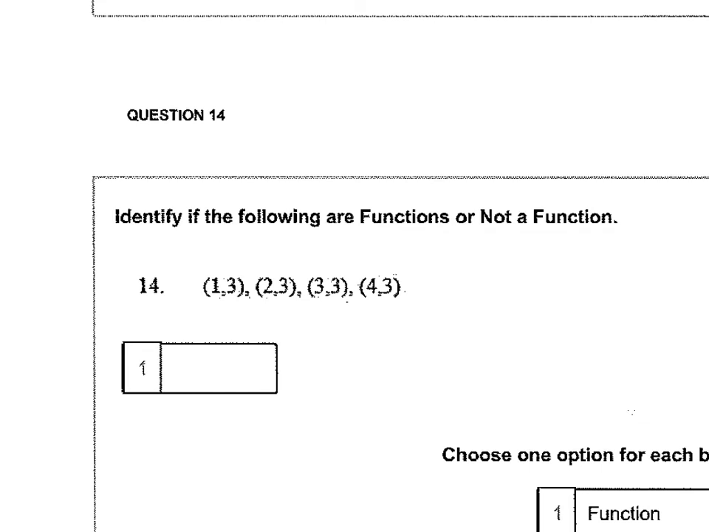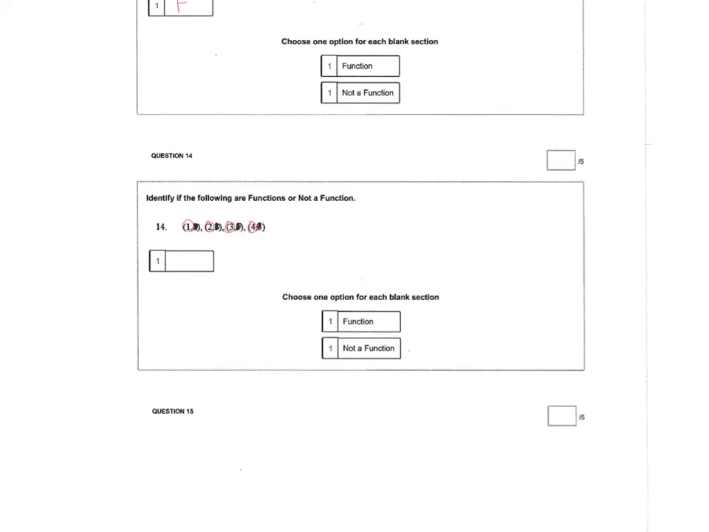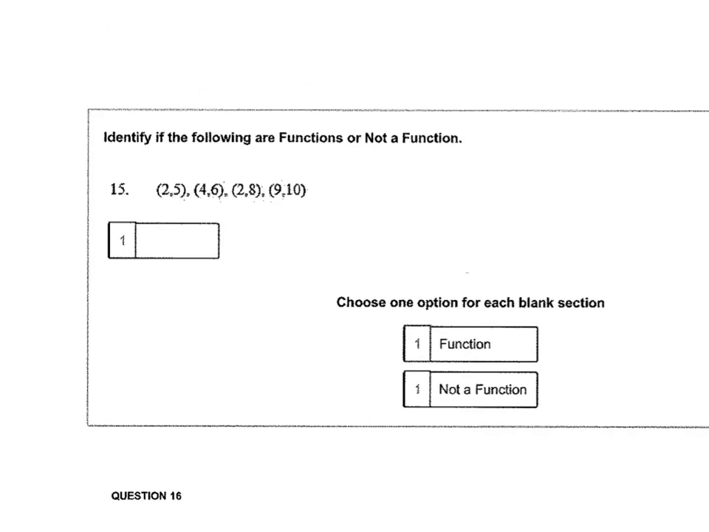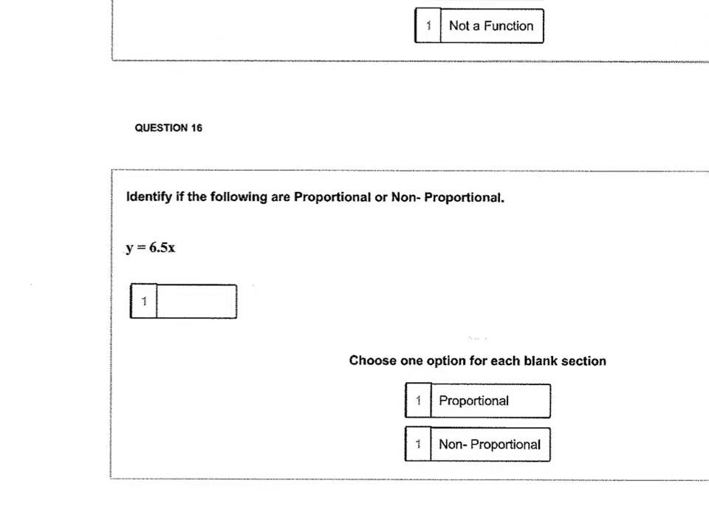Same thing on 14. I'm going to go ahead and mark out my y value so we don't get confused. And then just compare the x's. Do any of those repeat? Same thing on number 15, only the x value, so I'm going to mark out the y's. I have 2, 4, 2, and 9. So I did have a repeat. I had 2 2's. So that means no function. These are proportional, non-proportional.